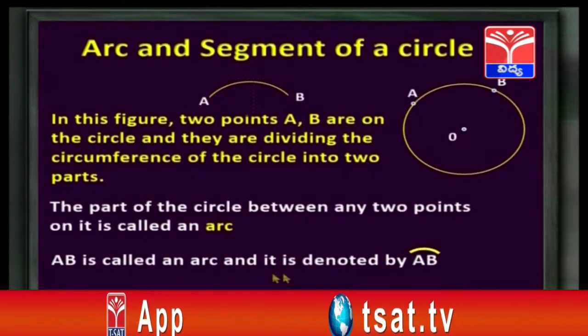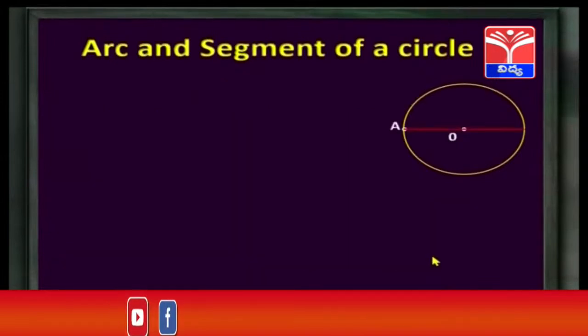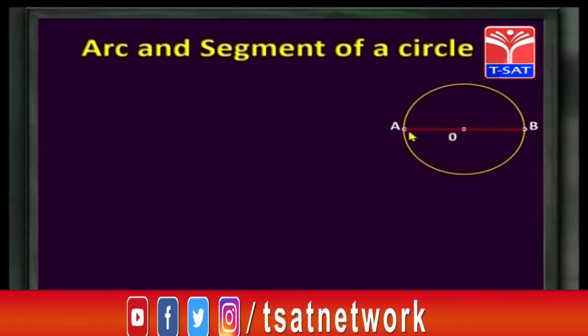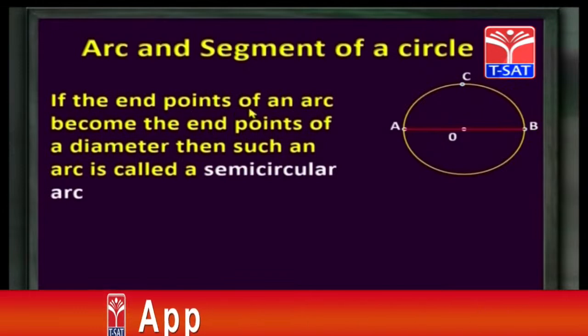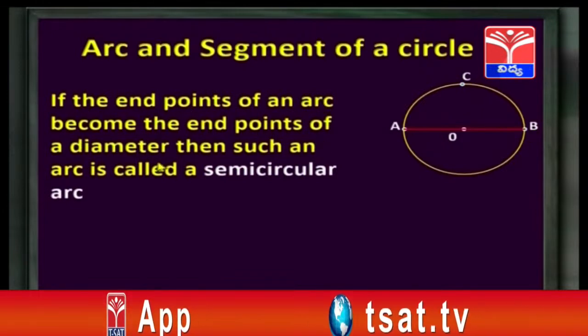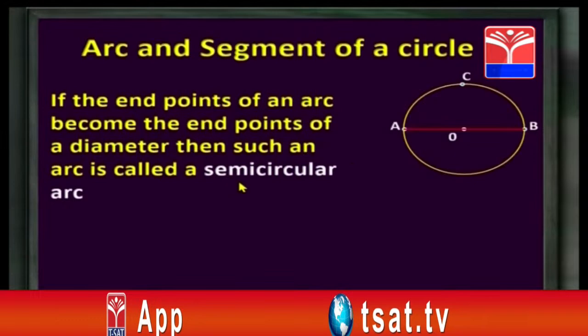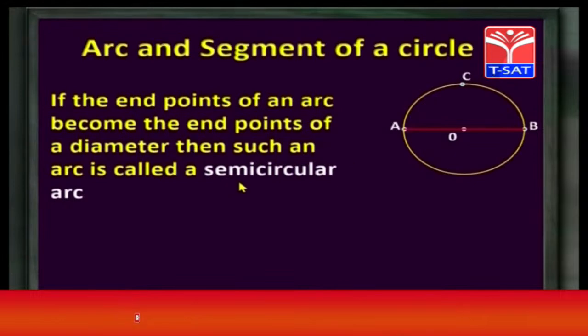So, AB is called an arc and it is denoted by AB with an arc symbol. Now, let us see, this is a circle and AB is a diameter. A and B are endpoints of the diameter and C is a point. If the endpoints of an arc become the endpoints of a diameter, then such an arc is called a semicircular arc.